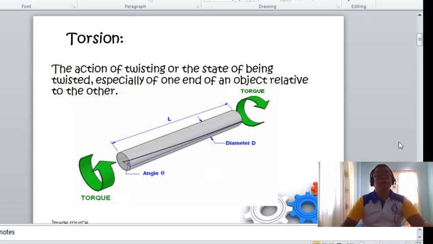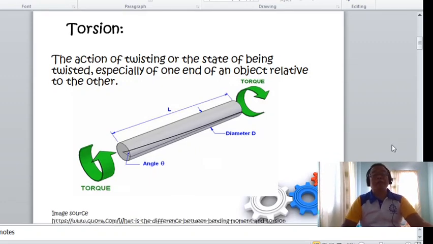Torsion is an action of twisting, or the state of being twisted, especially of one end of an object relative to the other. So this, class, is the illustration of a shaft under torsion. We have here angle theta, or the angular deflection created if it is subjected to a torsional load. Okay, so we have here the length of the shafting and the diameter.